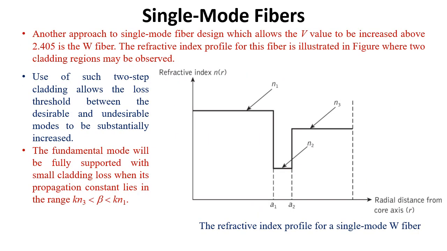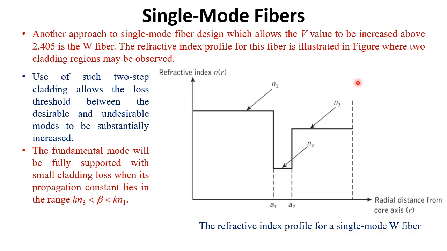Another approach to single mode fiber design, which allows the V values to be increased above 2.405, is the W fiber, shaped like a W, right? The refractive index profile for this fiber can be drawn in this way. First, from the core we have n1, then it will be n2 for a certain range, and then it will change to n3. So this is how the index will vary.